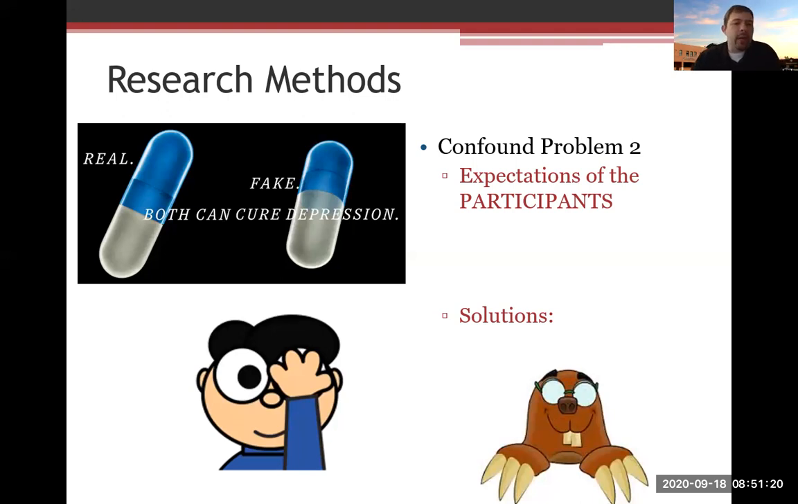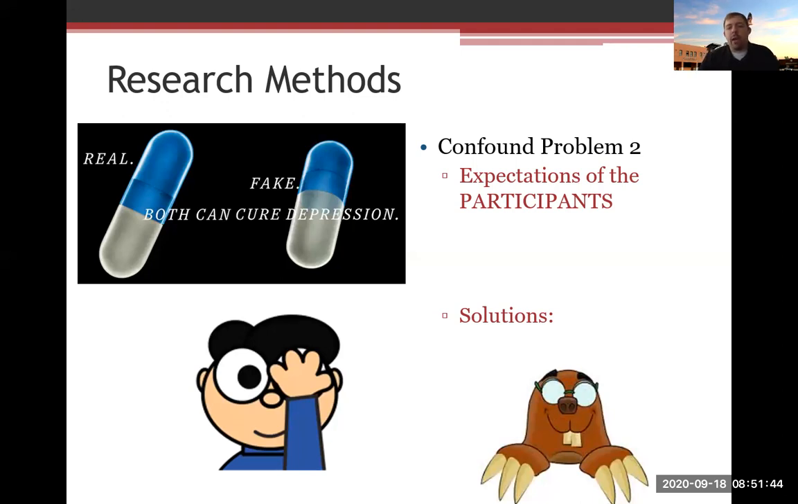So what we need to do in order to control for this expectation is create a single blind study. And so in a single blind study, we basically mean that the participants in the study don't know whether they are in the experimental group or control group. And then we can compare them against each other.